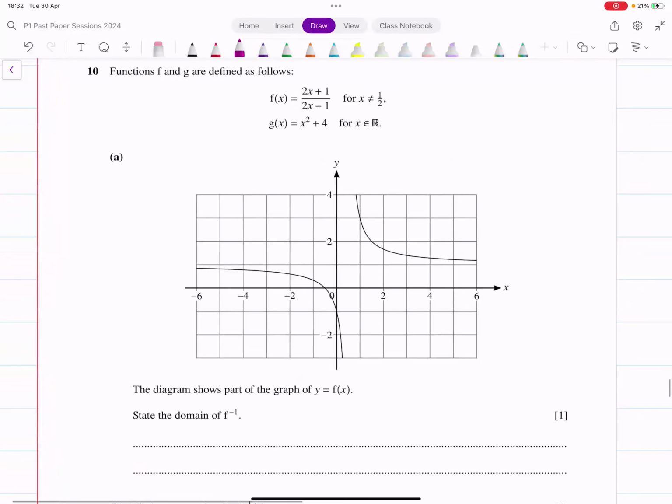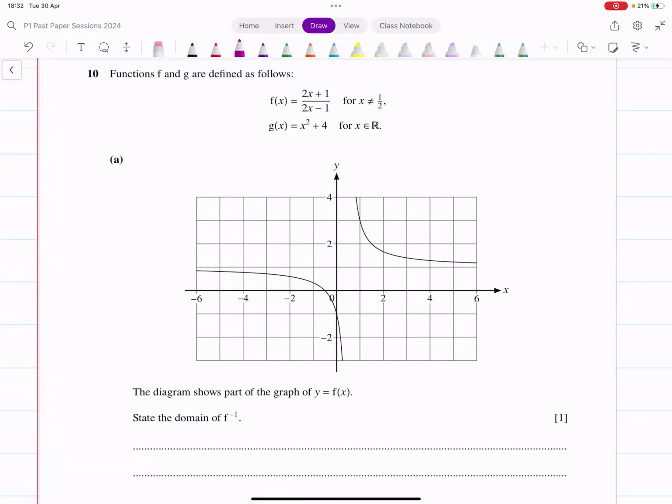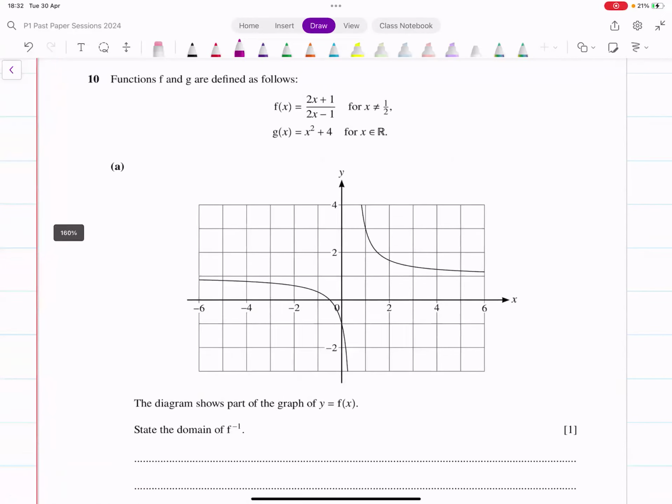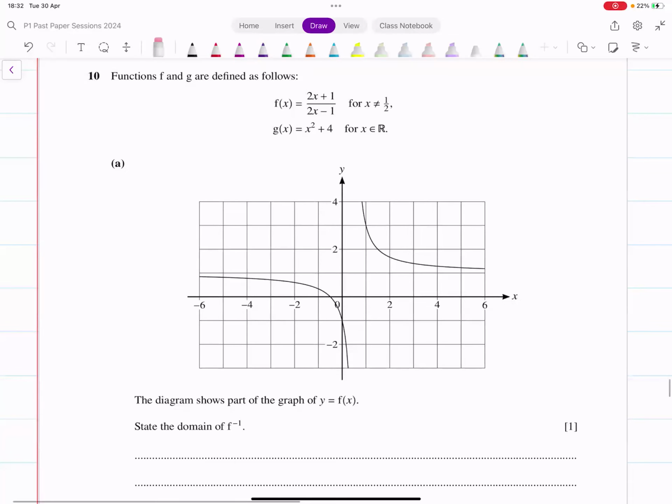Okay. So this is the next question that we found difficult from this paper, question number 10. Let's try this now. It says functions f and g are defined as follows. F of x equals (2x plus 1) divided by (2x minus 1) for x not equal to 1 over 2, and g of x equals x squared plus 4, where x here can be any real value. The diagram shows part of the graph of y equals f of x. State the domain of f inverse.